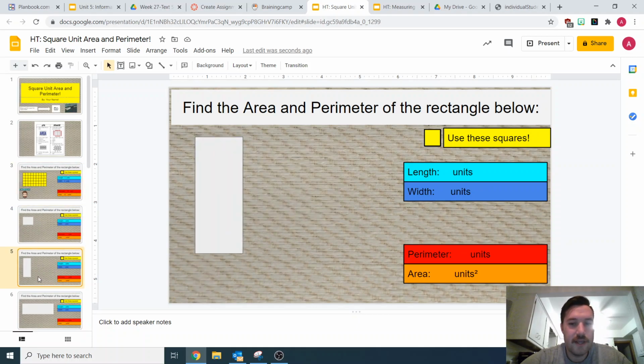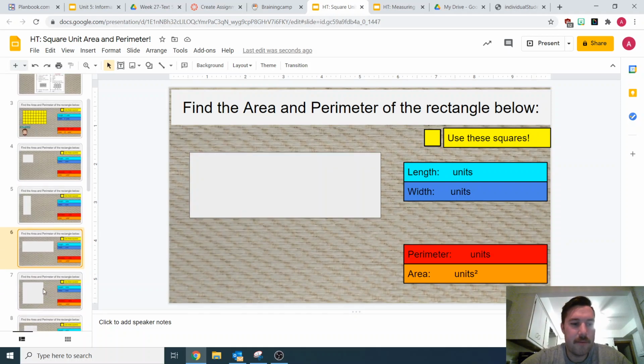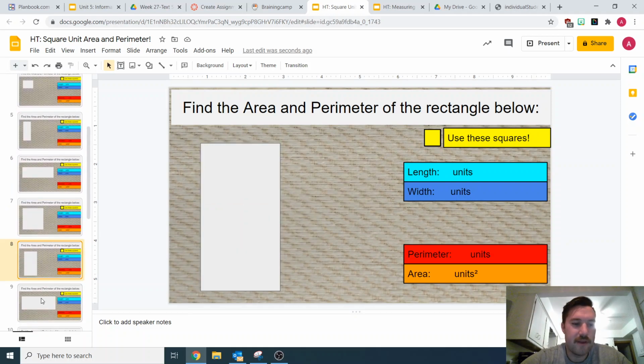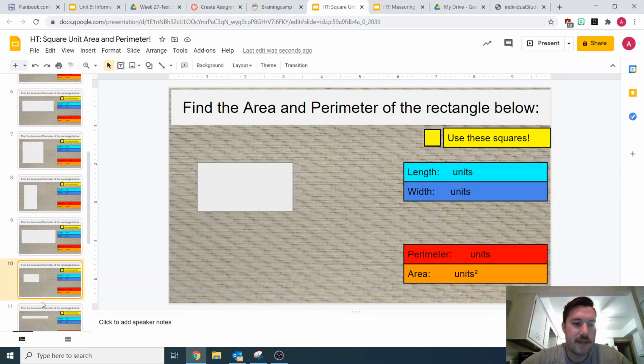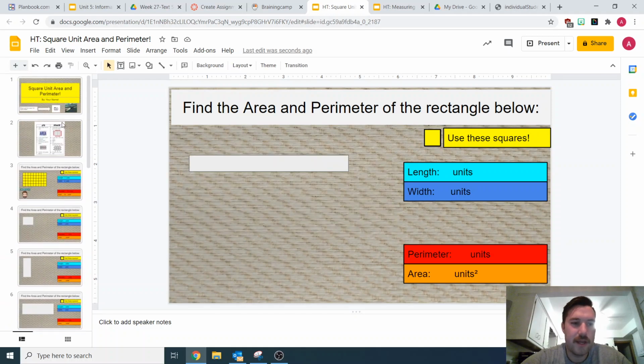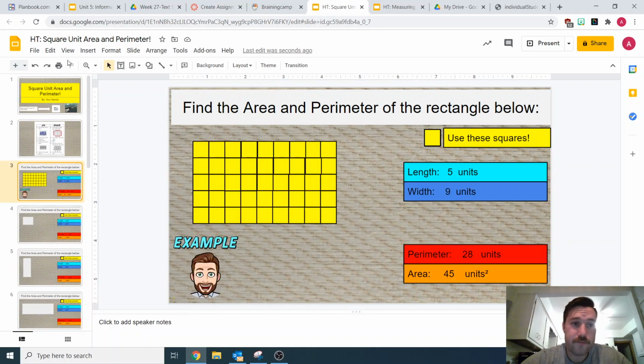So you're going to go through these shapes and fill them in. You have definitely enough yellow squares. Some of them are a lot bigger than others. You're going to find the length, find the width, and then find the perimeter and the area. Once you're finished, head on back to Canvas for the next part.